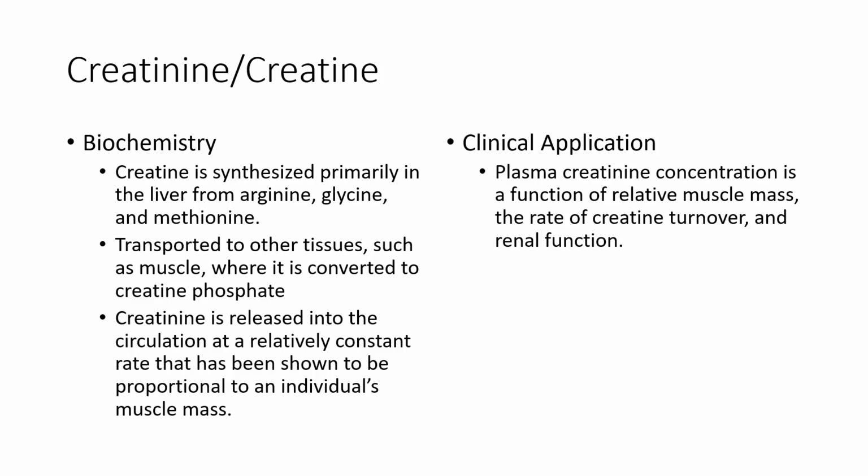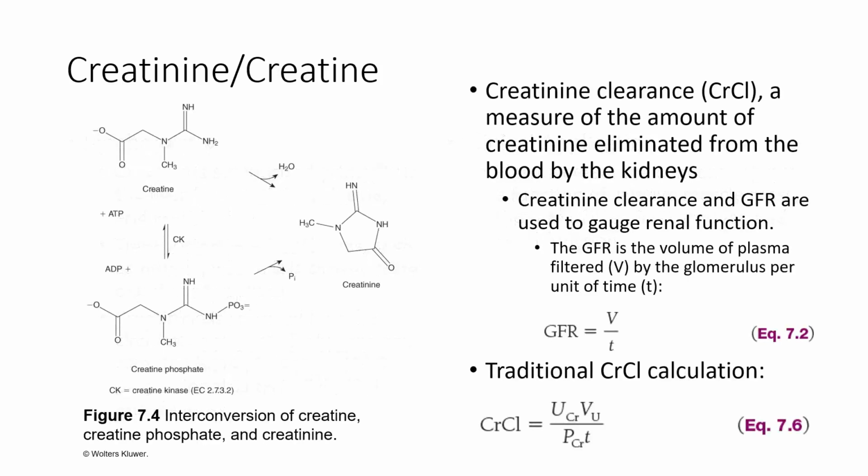So, clinical application: plasma creatinine concentration is a function of relative muscle mass, the rate of creatine turnover, and renal function. So creatinine clearance is a measurement of the amount of creatinine eliminated from the blood by the kidneys. Creatinine clearance and glomerular filtration rate, or GFR, are used to gauge renal function. The GFR is the volume of plasma filtered by the glomerulus per unit of time.